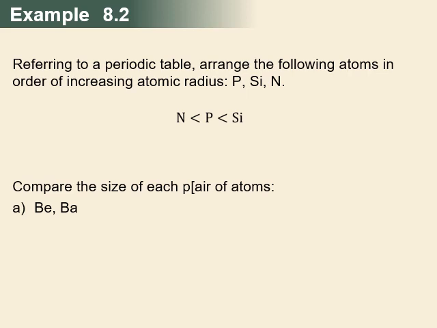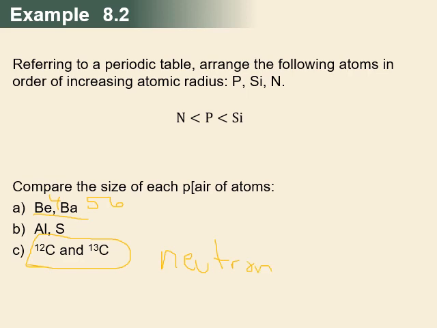And then if you had to compare the size of some pairs of atoms, you would do the same thing: beryllium and barium. Beryllium is number 4, barium is way below at number 56. So barium would be huge compared to beryllium, so you can practice those. Now what about isotopes? Are isotopes different in size, or are they just different in their number of neutrons? Remember, neutrons are what are different there, not protons. So neutrons do not have an effect on the size of the atom. They have an effect on the mass, but not on the size.